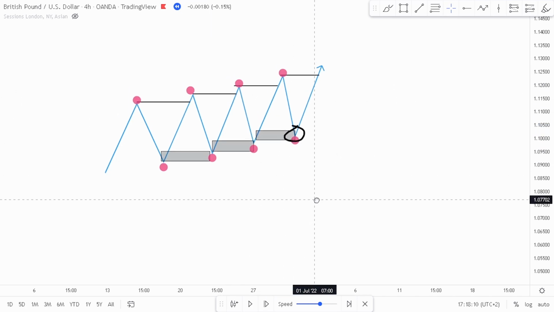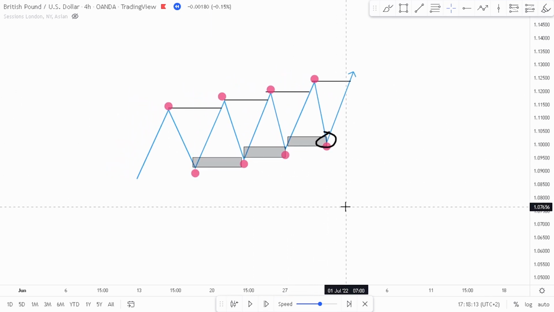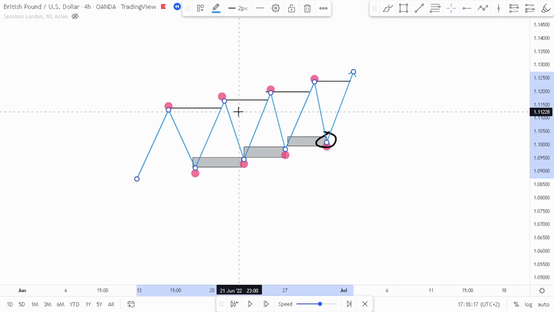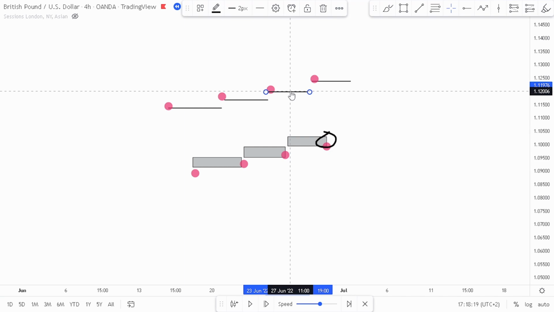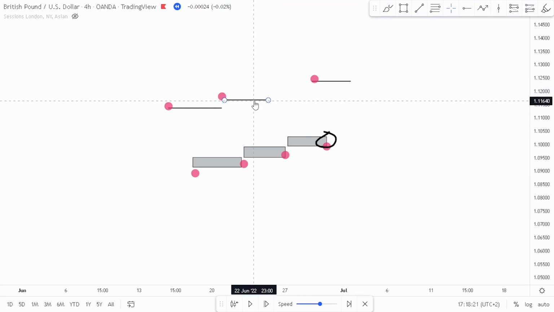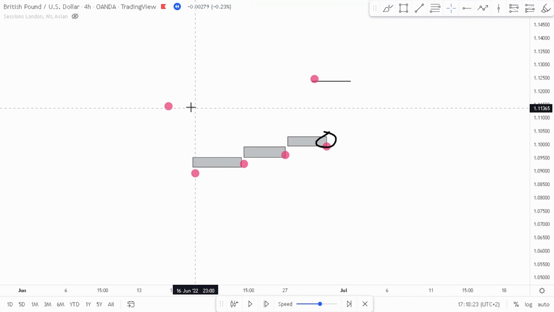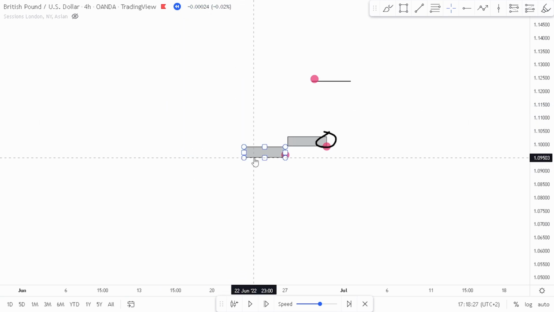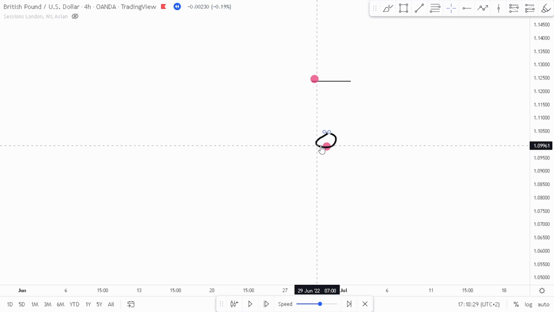So all of this could be a bit too much or confusing, but let us just get into the charts and show you what it is that I'm actually talking about when I'm saying institutional order flow versus market trend. So let me just quickly remove this.